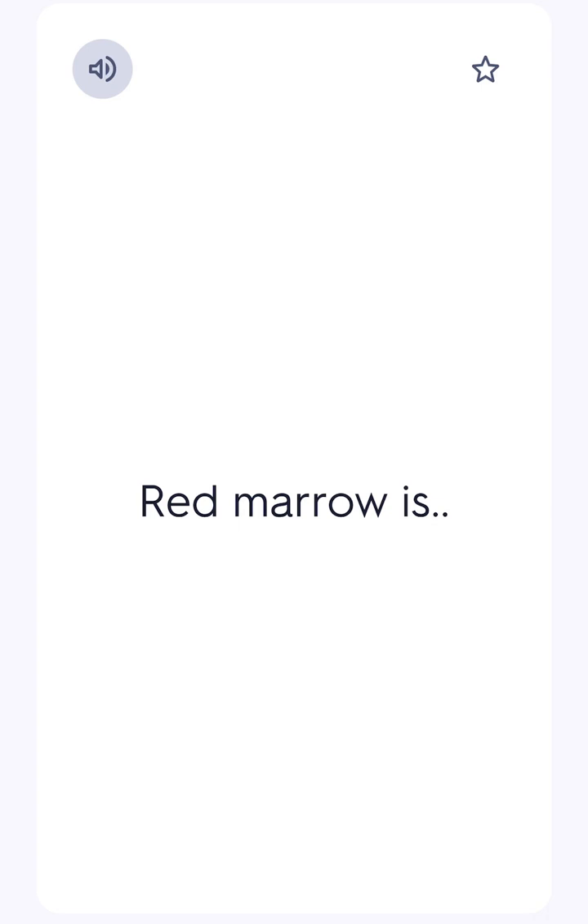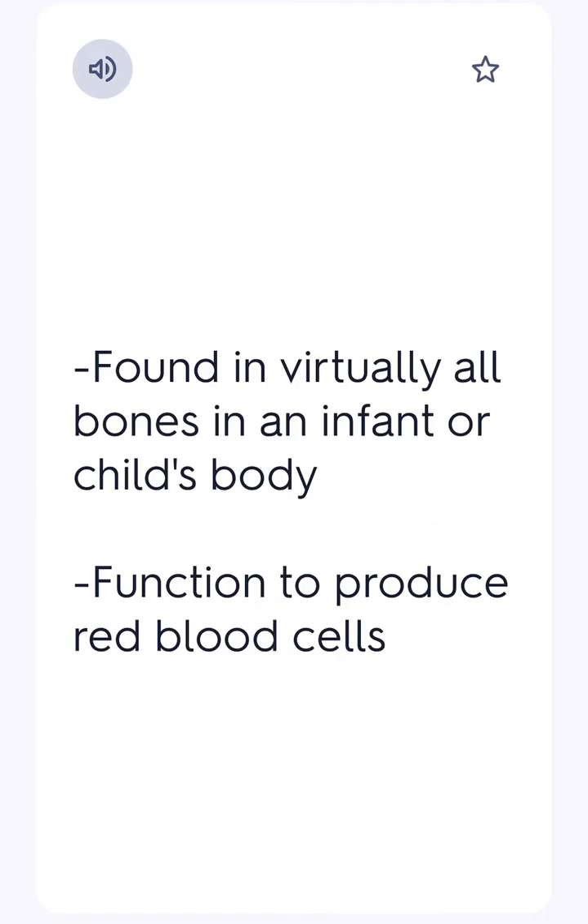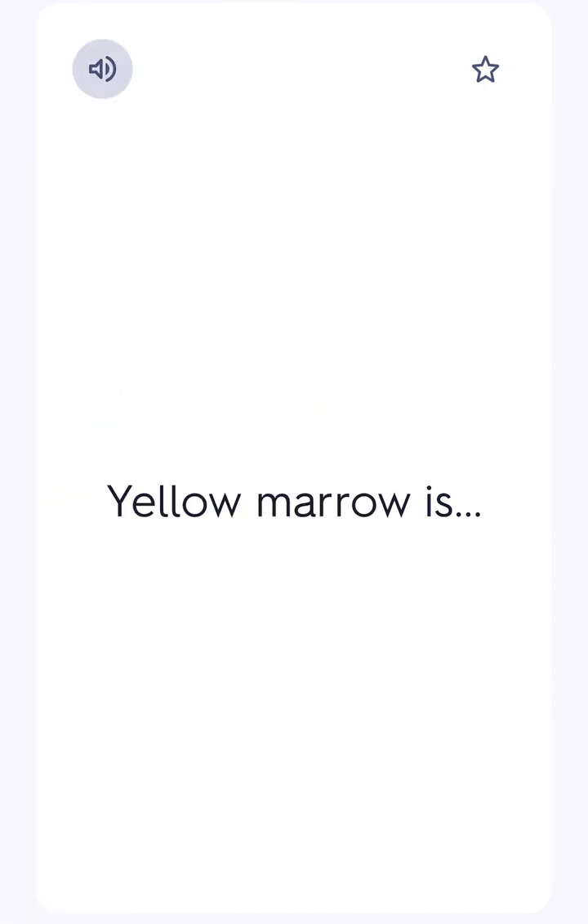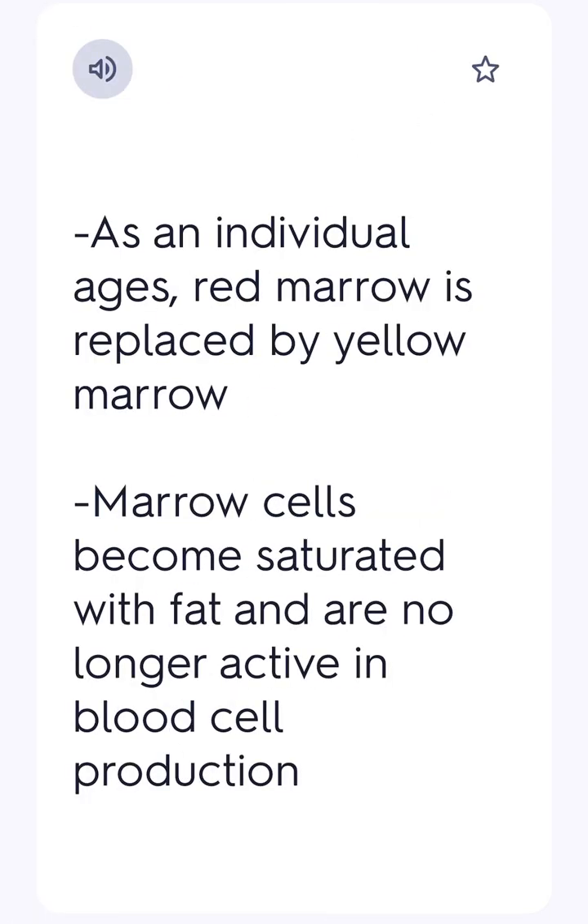Red marrow is found in virtually all bones in an infant or child's body and functions to produce red blood cells. Yellow marrow: as an individual ages, red marrow is replaced by yellow marrow. Marrow cells become saturated with fat and are no longer active in blood cell production.